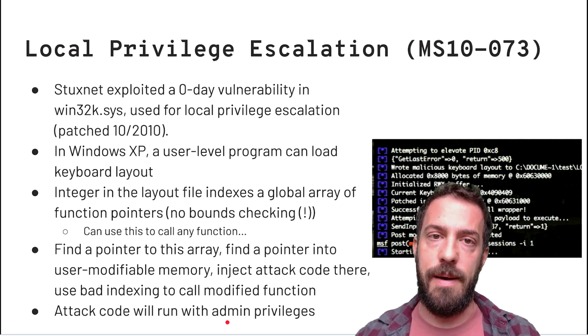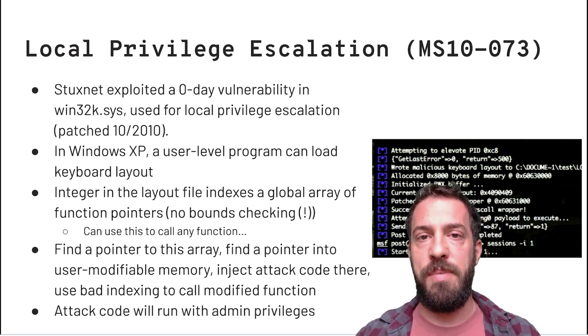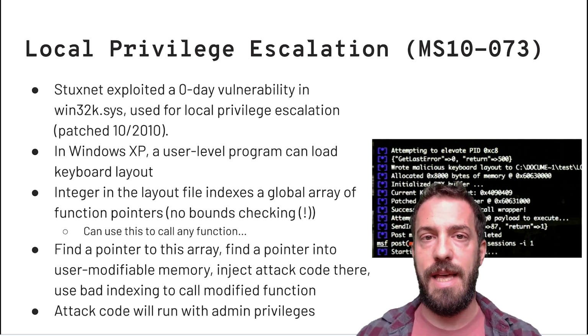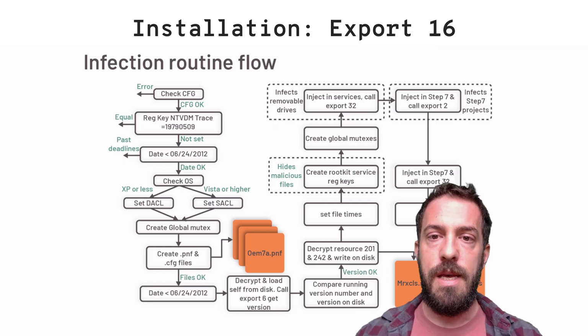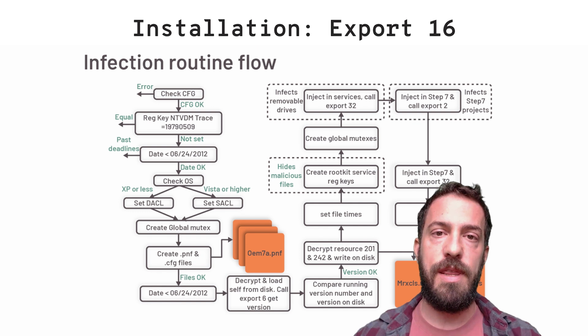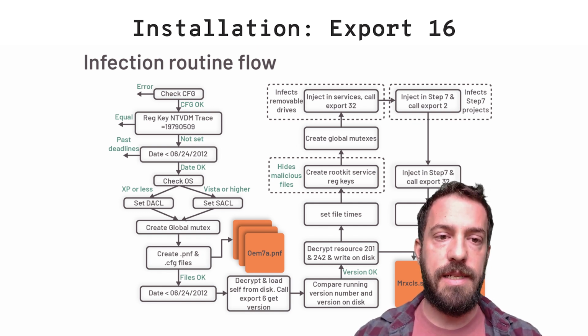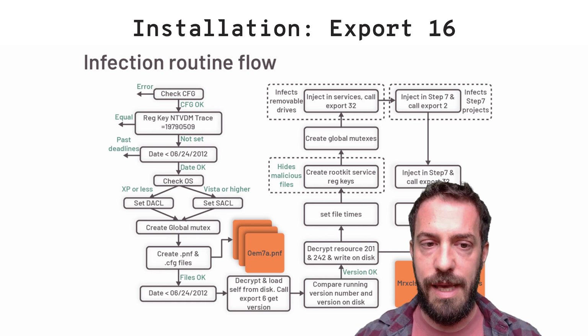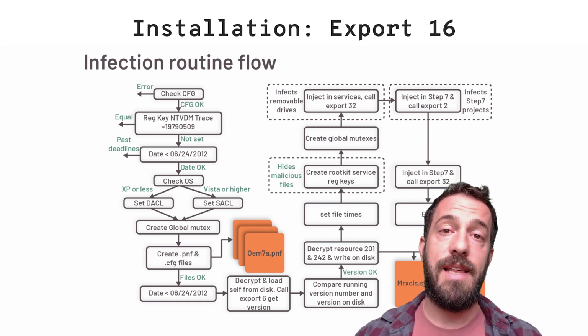And now you have control with admin privileges, and you would call export 16. That would be the next step in the Stuxnet loading process. Export 16 starts with the assumption that you have elevated privileges within the operating system. It starts by, again, checking the configuration file like the previous one, export 15. And if that is found to be okay, then it would check for a kill switch. It was a specific registry key that, if it had a very specific value, this one here on the slide, then Stuxnet would exit.